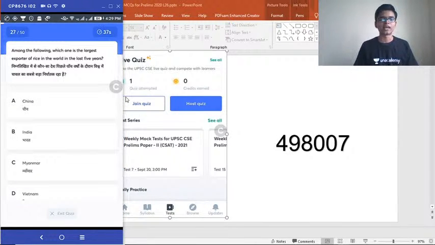Question 27. Among the following, which one is the largest exporter of rice in the world in the last 5 years? China, India, Myanmar, Vietnam. Largest exporter of rice. Plenty of time to answer this question. 20 seconds to go.